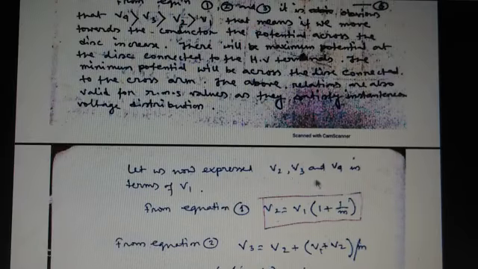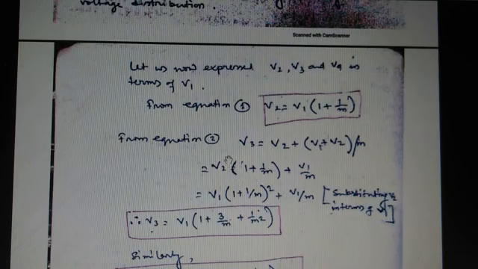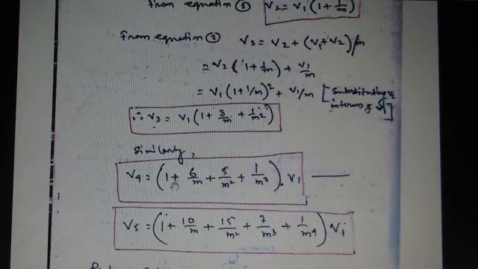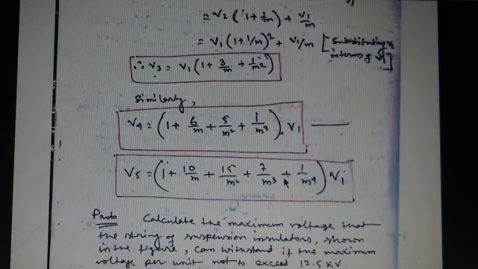Let us now express V2, V3, V4 in terms of V1. From equation 1, V2 equals V1 into (1 plus 1 by M). From equation 2, we can consider that V3 equals V1 into (1 plus 3 by M plus 1 by M square). Similarly for V4, (1 plus 6 by M plus 5 by M square plus 1 by M cube) into V1, and V5 equals (1 plus 10 by M plus 15 by M square plus 7 by M cube plus 1 by M to the power 4) into V1.